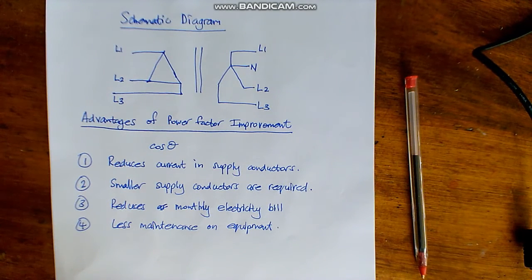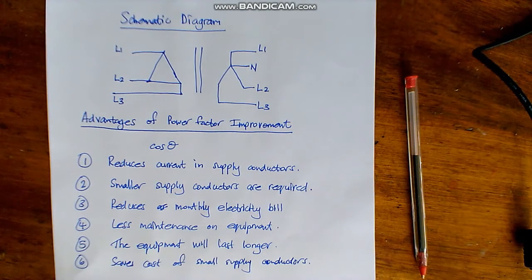So we save money also on our equipment, and we save money on the supply conductors being smaller. So less copper means a saving in price in terms of buying the copper. Right, and that's the advantages of power factor improvement.